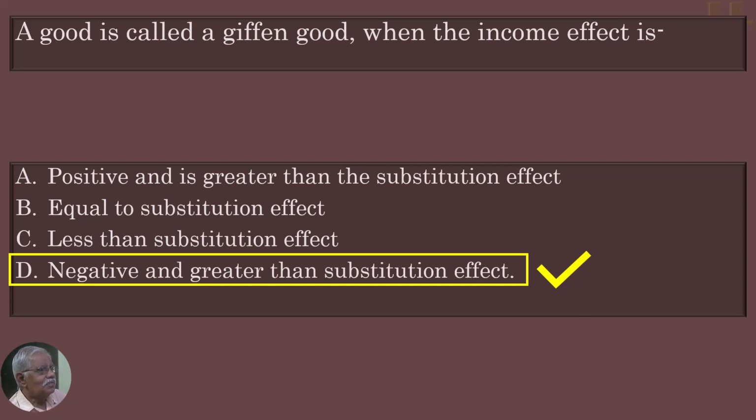In case of Giffen good, income effect is negative, substitution effect is positive, but the negative income effect is greater than or stronger than the positive substitution effect. So, option D is right.